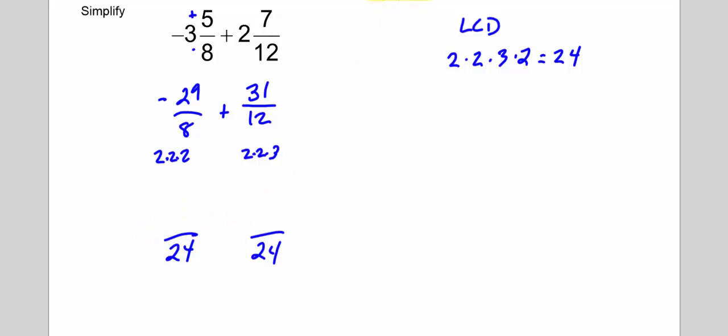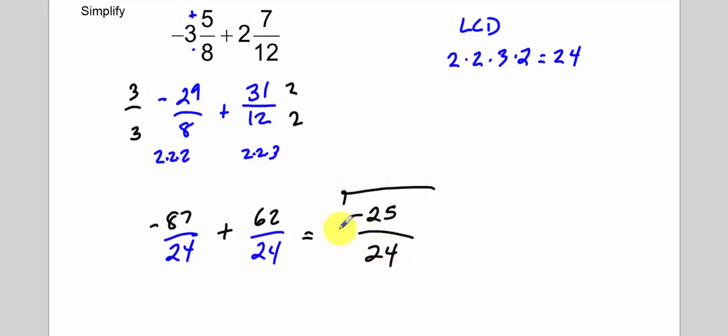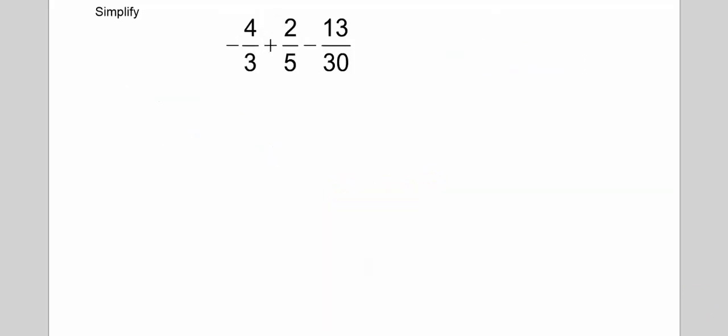Again, I will multiply the denominator and numerator by a number that gets me from 8 to 24 in terms of multiplication. That's a 3 in this case. So I multiply the numerator by a 3. 60 and 27 is 87, but that's negative. And then to get from 12 to 24, that's a 2. So I've got a 62. We add these up. We end up with negative 25 over 24. We're going to leave this as an improper fraction and not change it to a mixed number.